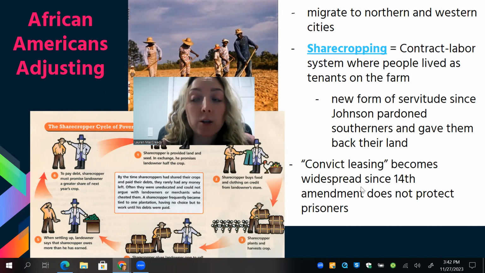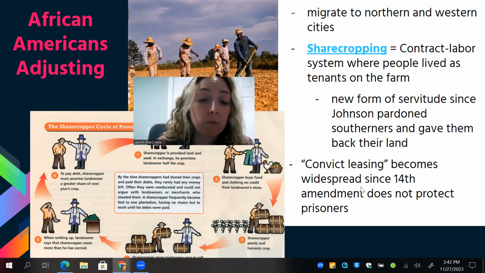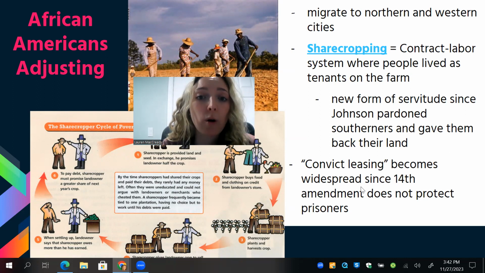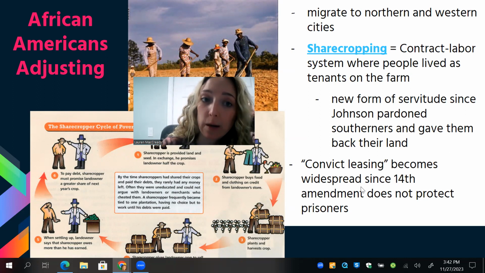So what you see starting during this time is police forces that were being created, that were getting an abundance of former slaves into prison for whatever reasons: loitering, vagrancy, debtor's prison, whatever it is. And then as soon as you got them into prison, you were able to enslave them again. They lost the right to vote. They were not protected under the law anymore, and you could use them as free labor.